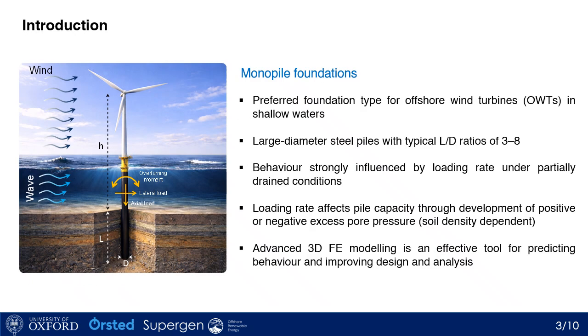Monopile foundations are currently the most widely used foundation type for offshore wind turbines, especially in shallow waters. They typically consist of large diameter steel piles with length to diameter ratios between 3 and 8. Offshore wind turbines are subjected to combined loading by wind and waves, which lead to lateral loads and overturning moments acting on the monopile and need to be considered in the design process.